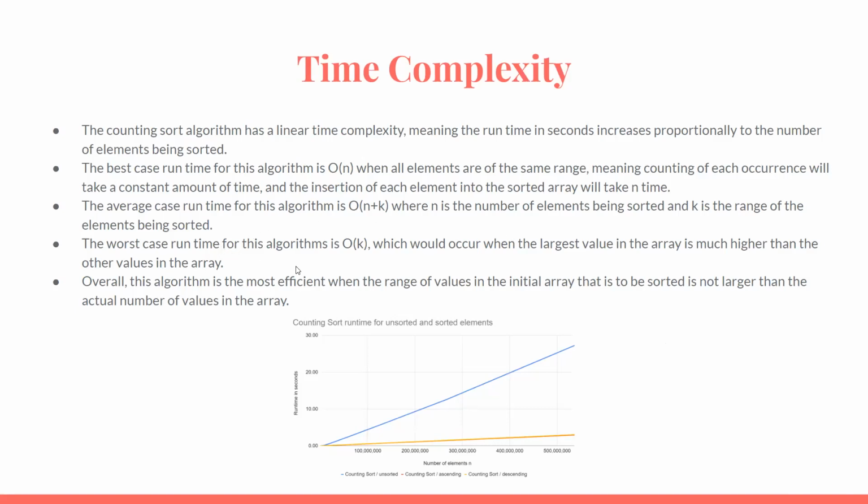that need to be sorted, and k is the maximum value of the array plus one. The worst case runtime for the algorithm is O of k, where again, k is the maximum value of the array plus one. And overall, the algorithm is most efficient when the range of values in the initial array that's being sorted is not much larger than the actual number of values in the array.